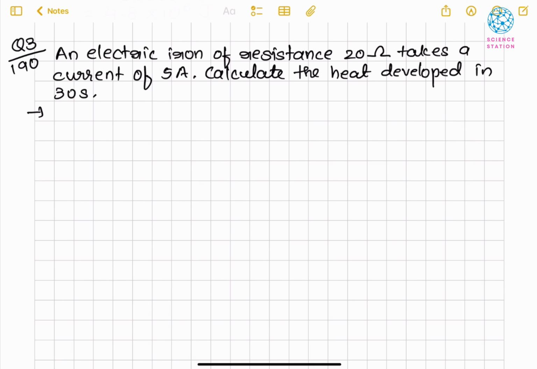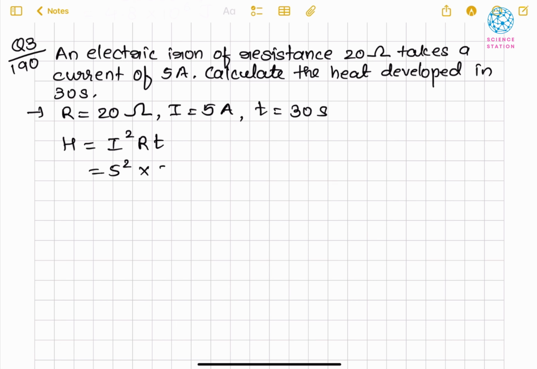Next, question 3 on page 190 says an electric iron of resistance 20 ohm takes a current of 5 ampere. Calculate the heat developed in 30 seconds. So here R is 20 ohm, I is 5 ampere, and T is 30 seconds. So heat generated H will be I square R T. So that will be 5 square into 20 into 30. So if I solve it, it will be 1500 joule. And if I write it in standard form, 1.5 into 10 raised to 3 joule.